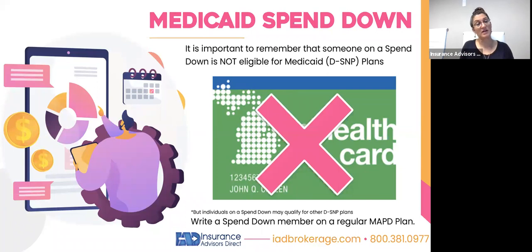That was the recommendation I got from carrier broker managers, that what they advise agents is if you do find a member that's on just that cusp of a spend down, that it could go either way, write to that member on a regular MAPD plan. I'm open for discussion on this.